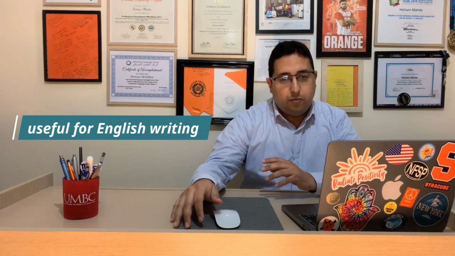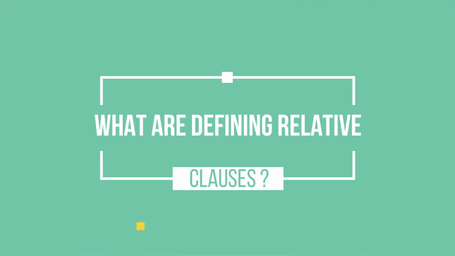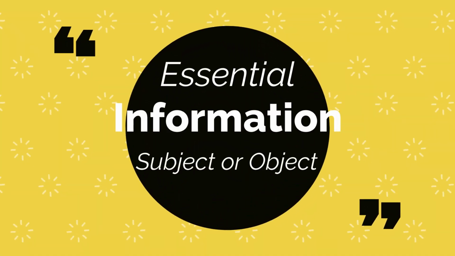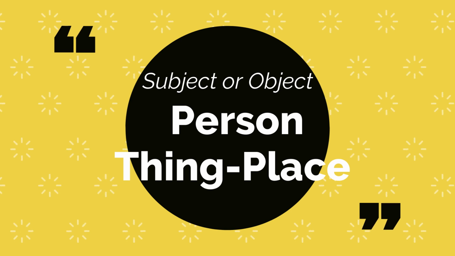Relative clauses are really very useful for English writing. If you want to develop your writing skills, you need to learn how to use them in a correct way. So, what are defining relative clauses? Defining relative clauses give essential explanatory information about the subject or the object of a sentence. The subject or the object can be a person, a thing, or a place.